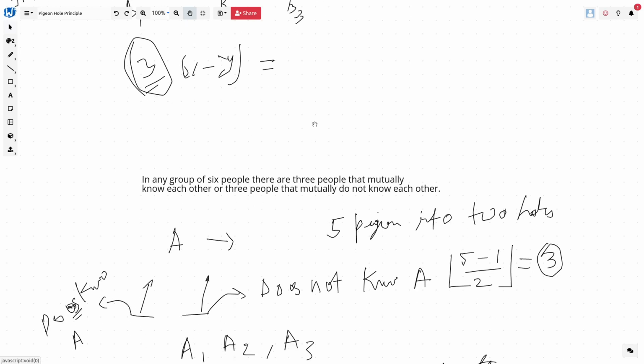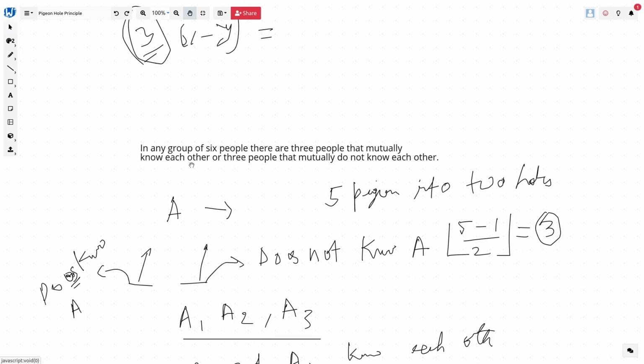Now we will take a slightly more complex problem. It says that in any group of 6 people, there are 3 people that mutually know each other, or 3 people that mutually do not know each other, right? When we say mutually, let's say there are 3 people A, B, C. Mutually know each other means A and B should know each other, A and C should know each other, and B and C should know each other, right? So this is the meaning of mutually knowing each other.